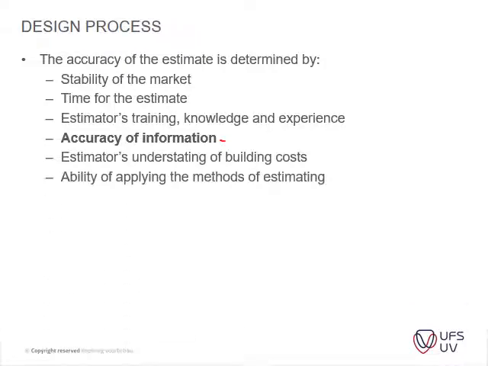Then ability to apply methods of estimation. Completeness of information, is everything included? Is there maybe, on the drawings, a footing that's not shown, or an external building housing, some mechanical insulation that's not shown on this drawing but it's shown on another drawing, which may not have been supplied to the QS, that type of thing.